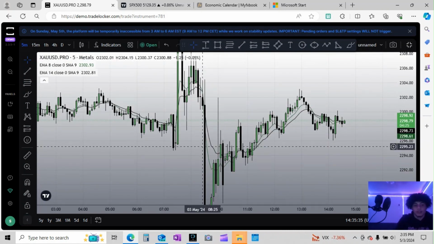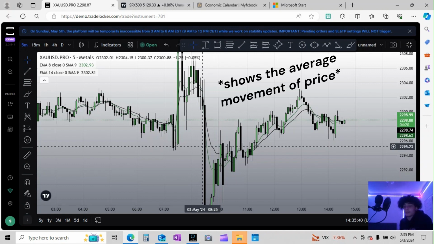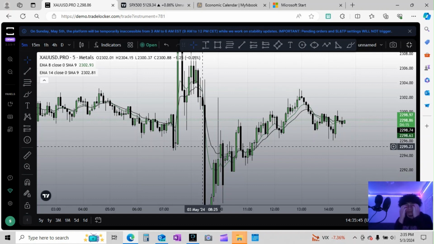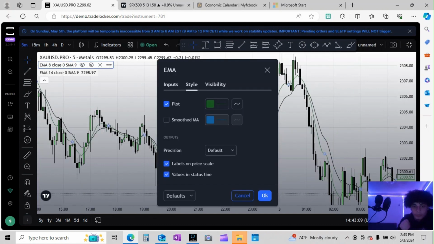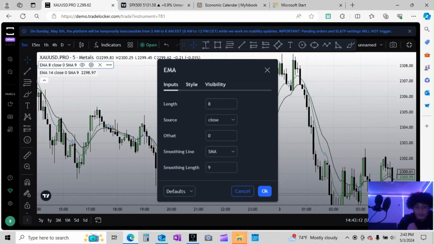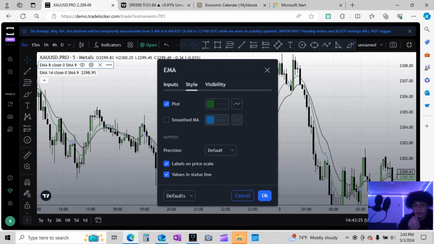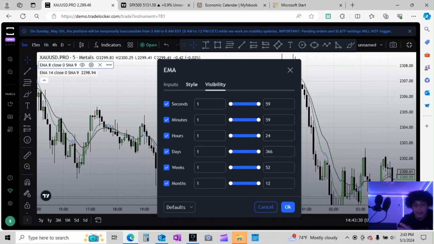Exponential moving average. Essentially, it just shows you what price is doing, what its averaged movement is. You want to go to inputs and change the length to 8, and essentially just copy this whole thing. This is going to be one of your EMAs. Anything here, like color, you can do whatever you want. I have nothing done with that.